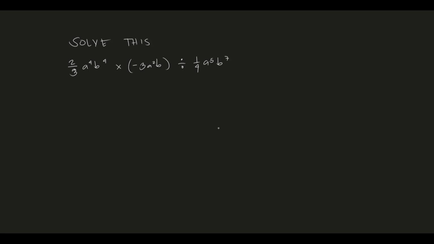So I have here a challenge left for you. You need to find the simplest form for this. So we have 2/3 of a raised to the 4, b raised to the 4 times negative 3a squared b divided by 1/4 a raised to the 5 times b raised to the 7. You can comment down your answer for this.